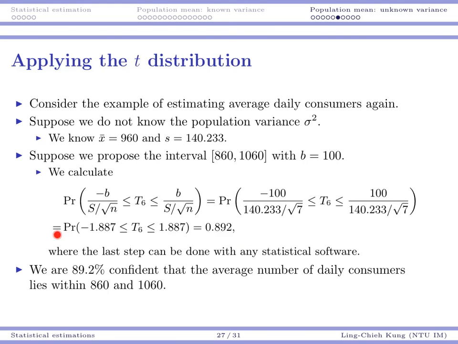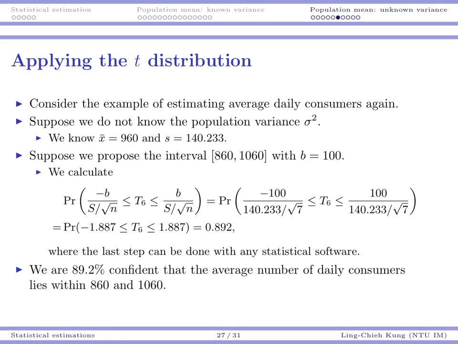The last step can be done with any statistical software. All you need to do is tell it that you are talking about a t distribution with degree of freedom 6 and you want to calculate this probability. Then the software will tell you it is 89%. So we are 89% confident that the average number of daily customers would be within 860 and 1060.